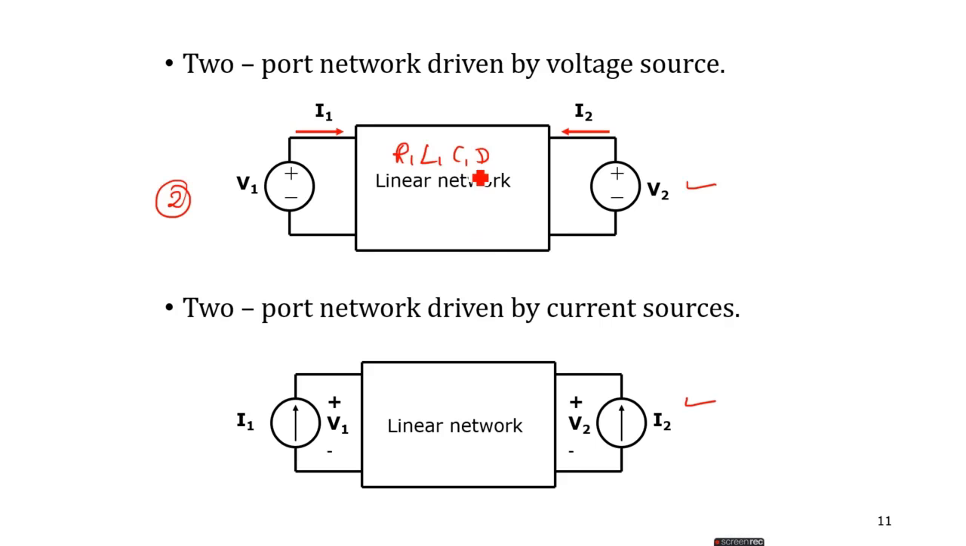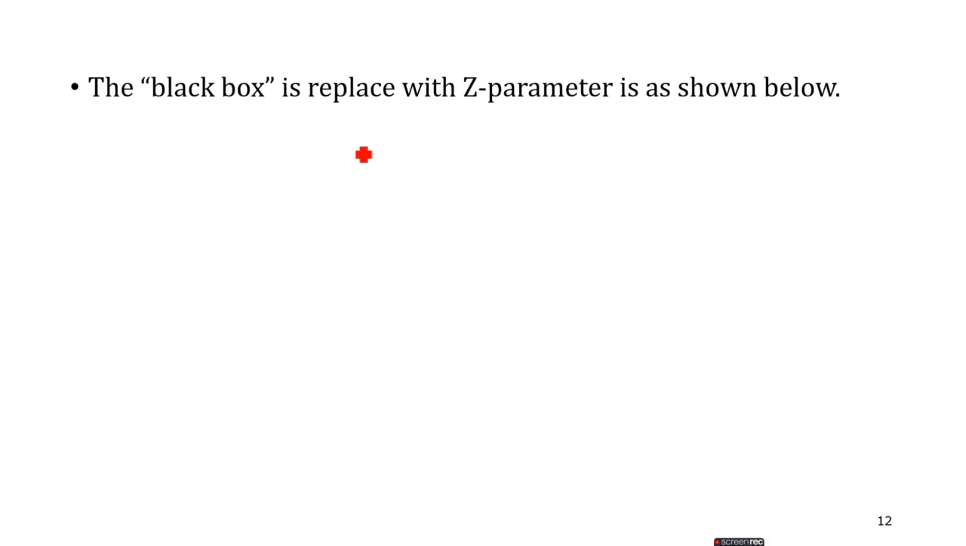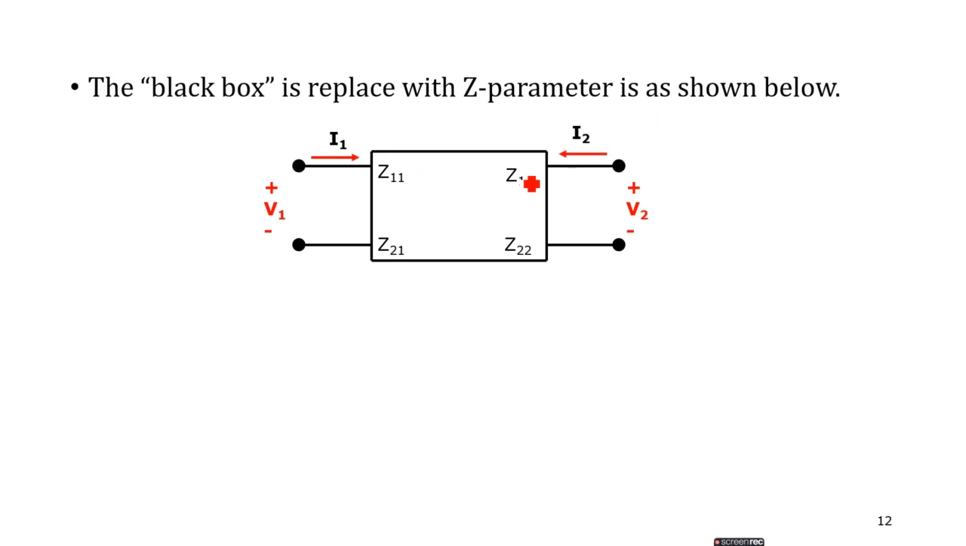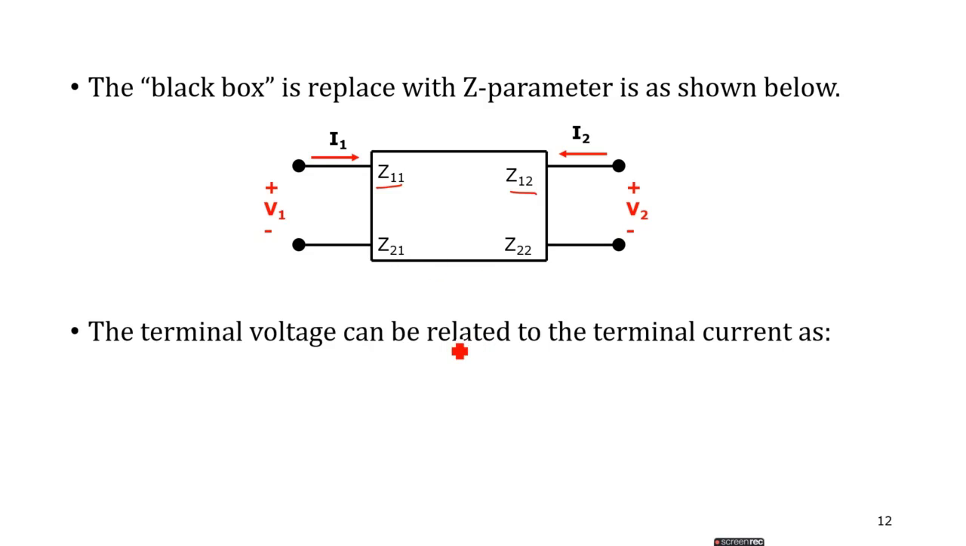This is the black box. Here we will find combinations that may be series, parallel, or series, parallel, star, delta. So all combinations of RLC can be observed in this black box. It is replaced with the Z parameters as shown below: Z11, Z12, Z21 and Z22. The terminal voltages can be related to the terminal currents.